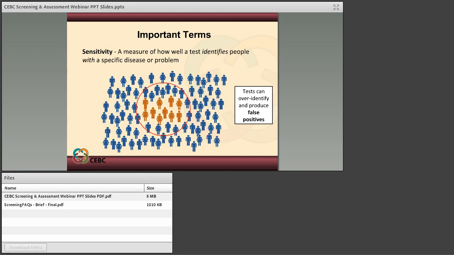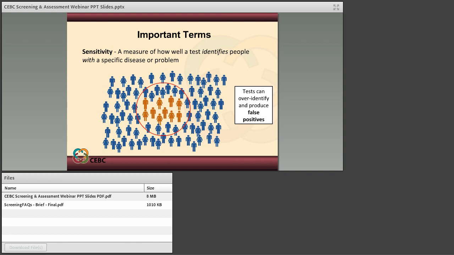Okay, so just two more terms. Specificity and sensitivity are the last that we'll cover. First, sensitivity is a measure of how well a test identifies people with a specific disease or a problem. So a common example for sensitivity and specificity is tuberculosis testing. Many of us have had a TB test, so we understand how it works.